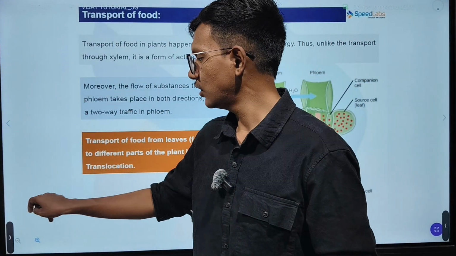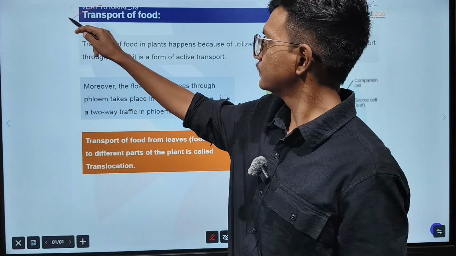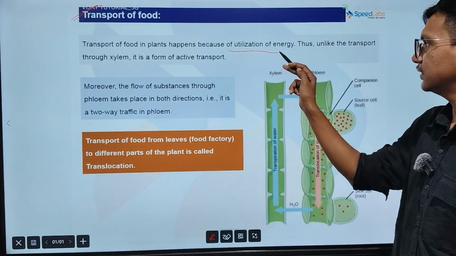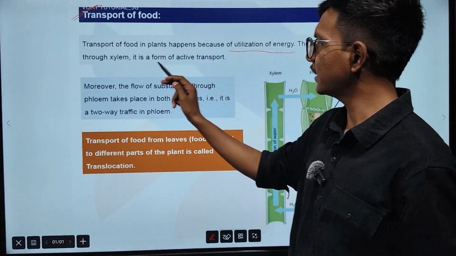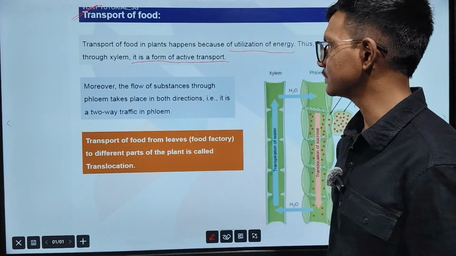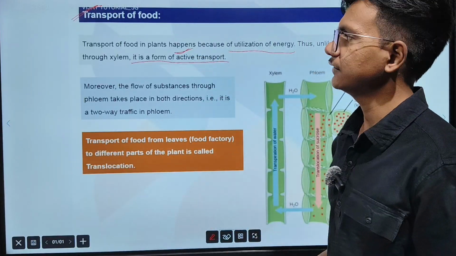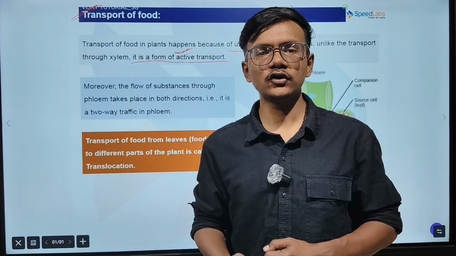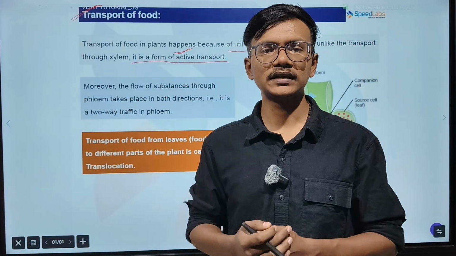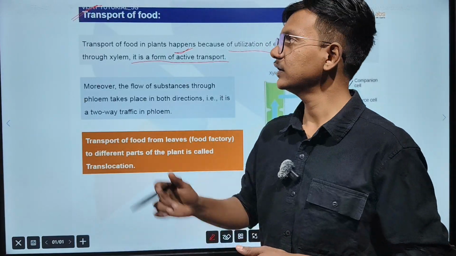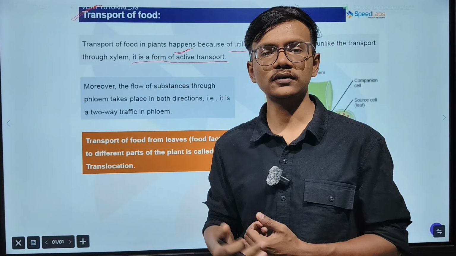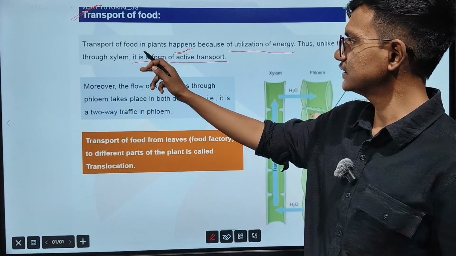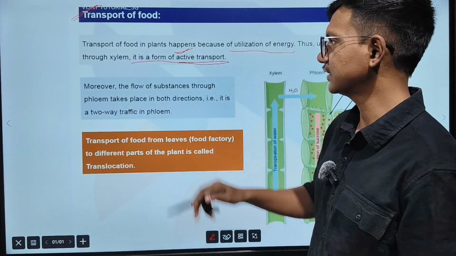Next is the transportation of food. Transport of food in plants happens because of utilization of energy. Thus, unlike the transport in xylem, it is a form of active transport. So here is a word, active transport. What is active transport? When in any kind of transportation we need energy, we say it is active transport. And here the transport of food requires energy for the transportation. So that's why this transportation of food is considered active transport.